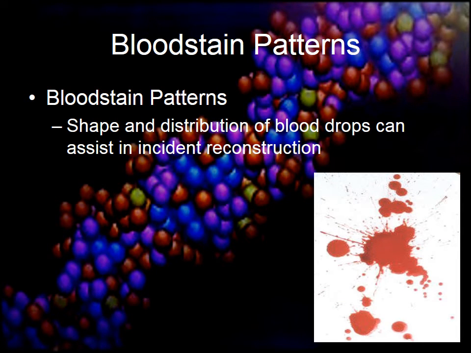So the shape and distribution of blood, as we've already kind of hinted to, can assist in incident reconstruction so we can tell, is this a passive or a projected pattern? What are we dealing with?